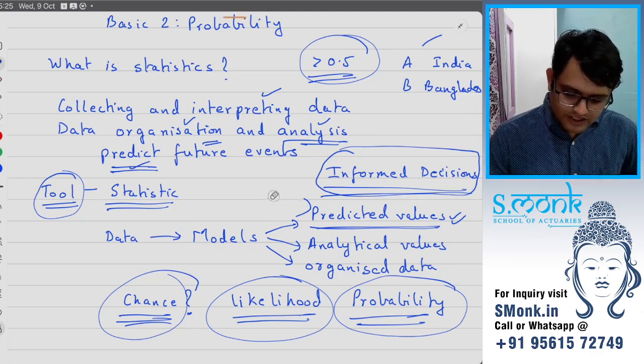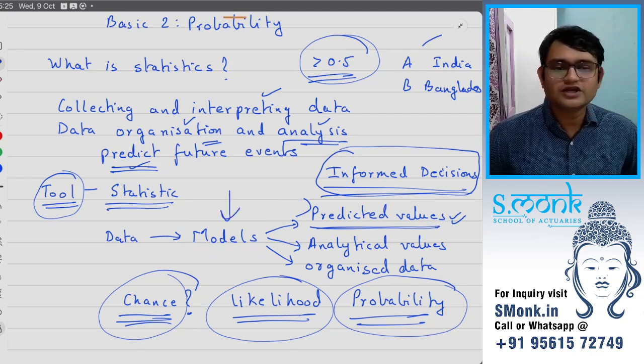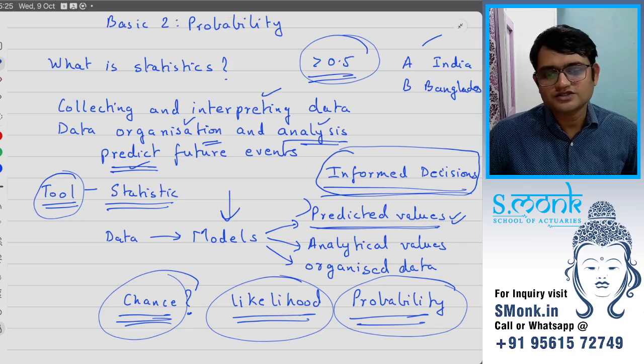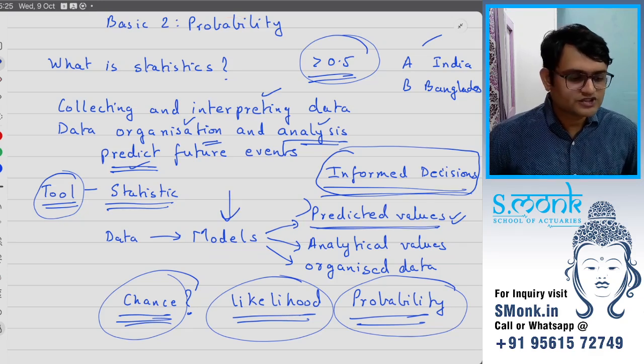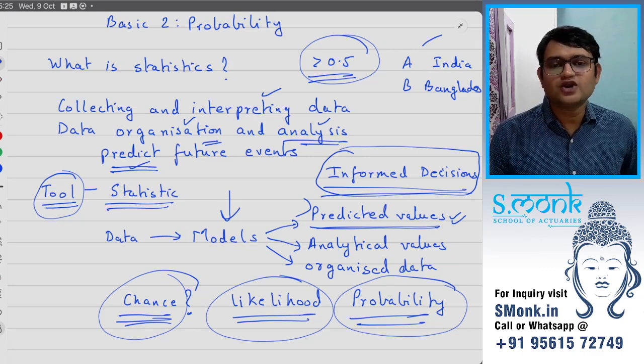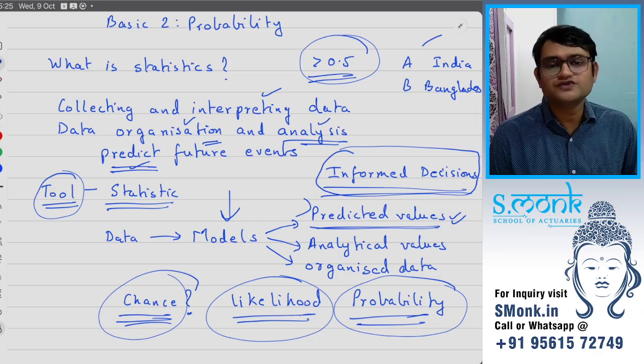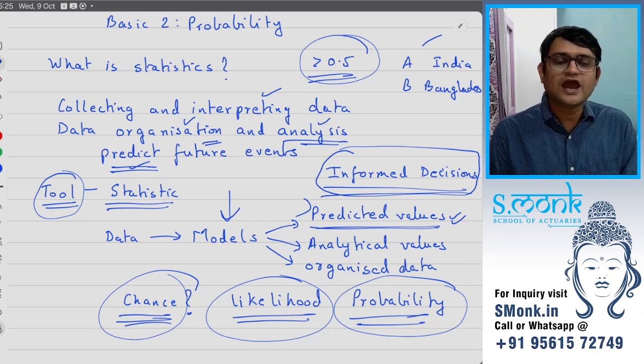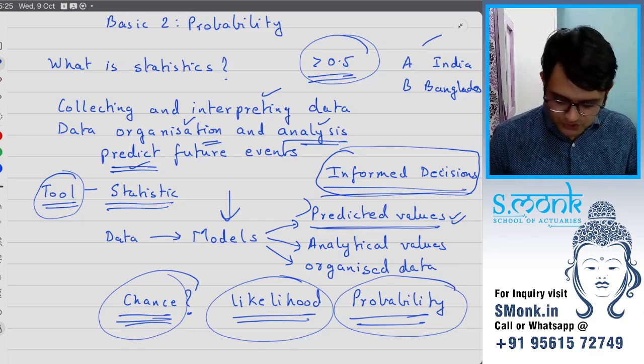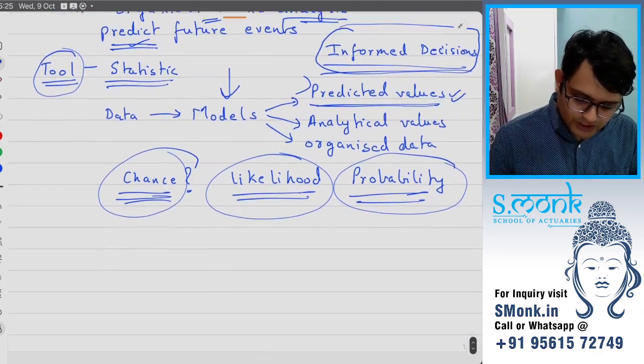So if your models are not correct, if your statistics is not correct, you will get wrong answers. Okay. So it is very important for us to understand not only the tools that we are using, but how we should use those tools. So throughout this course, we are going to study how statistics is used and how it should not be used. Both of these things we are going to study throughout.